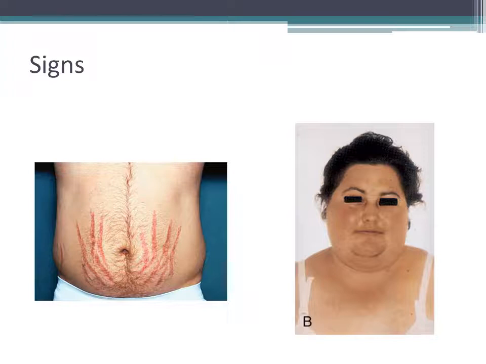Some of the features shown here are the purple or red striae on the abdomen and other areas in the body, which are wide, and violet or red in color. On the right hand side, you can see the moon face, the obesity, supraclavicular fullness, hirsutism, maybe some plethora in this female.